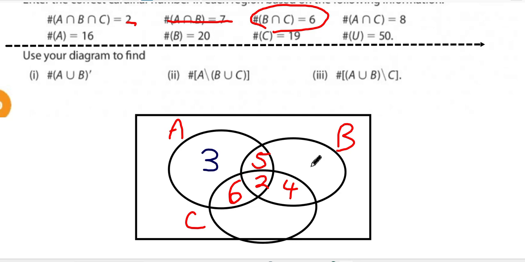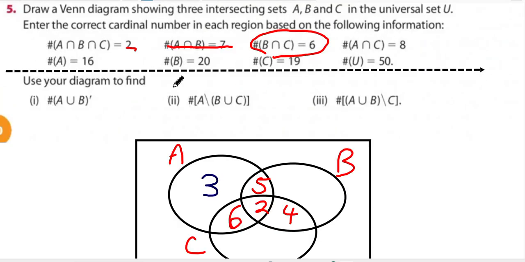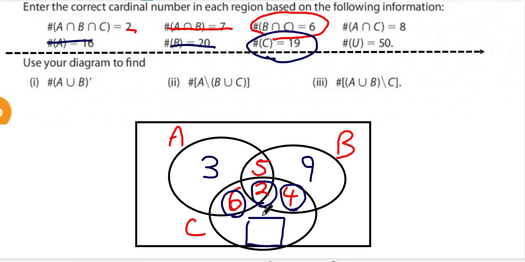Sorry, guys, this has to add up to 20. So all of these together have to add up to 20. I have to figure out what goes here. What do you think goes here? 9. Okay. For C, C has to add up to 19. So 6 plus 2 plus 4 plus whatever is down here has to add to 19. 7. Okay.